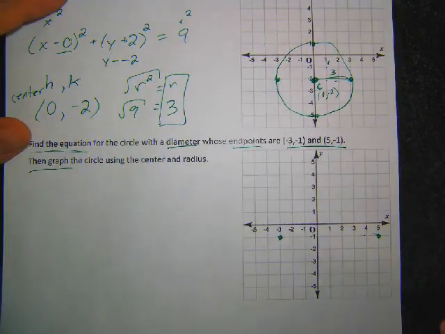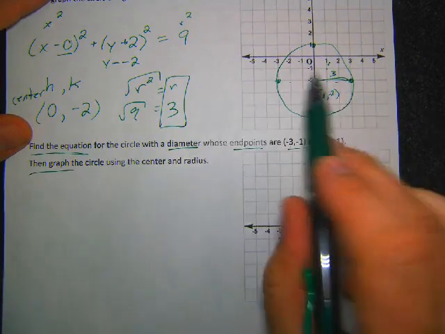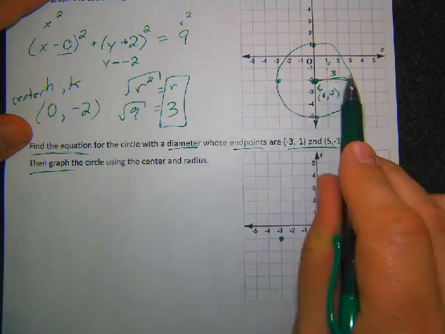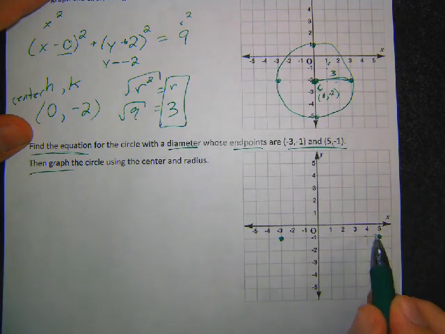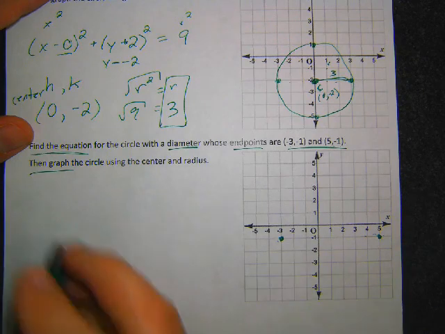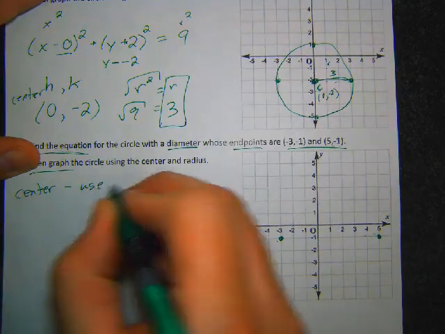Okay, so what do we need to do? Well, first off, we need to figure out what the center of the circle is. Now, remember that if you have a line and you want to find the middle, you can use the midpoint. You have 2 points, you want to find the middle, you can use the midpoint. So here, to find the center, I'm going to find the midpoint between these 2 points. So to find the center, we're going to use the midpoint.